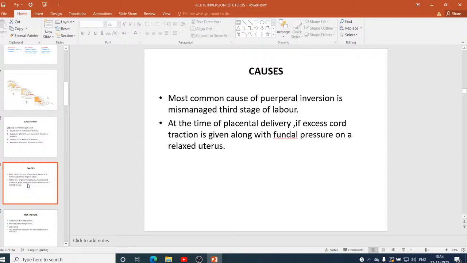The most common cause of this uterine inversion is puerperal inversion. It is because of mismanaged third stage of labor. At the time of the placental delivery, if excess cord traction is given along with fundal pressure on a relaxed uterus, you can see the uterine inversion.